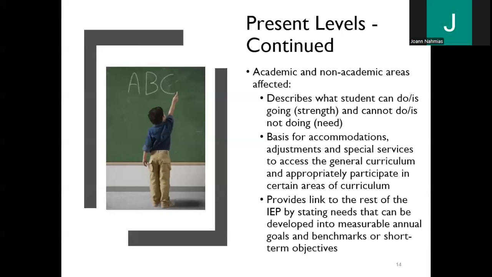The PLAF describes how a student is currently performing in both academic and non-academic areas that are affected by their disability. It identifies the student's strengths, what they can do and what is going well, as well as their needs, what they are not yet able to do or where they are struggling.